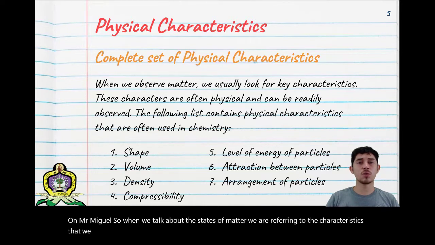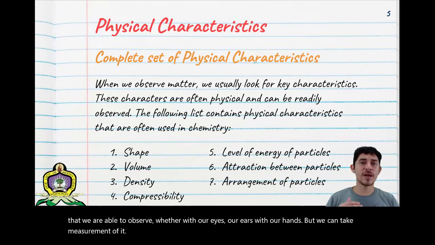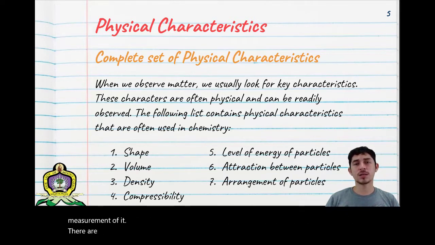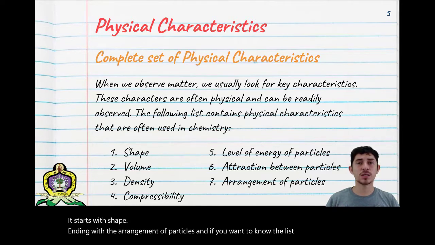So when we talk about the states of matter, we are referring to the characteristics that we are able to observe, whether with our eyes, our ears, with our hands, but we can take measurement of it. There are various properties that we talk about. It starts with shape, ending with the arrangement of particles. And if you want to know the list of properties, just look at the slide below.